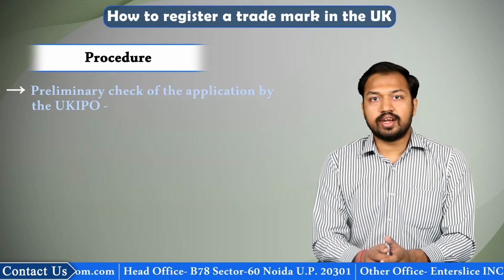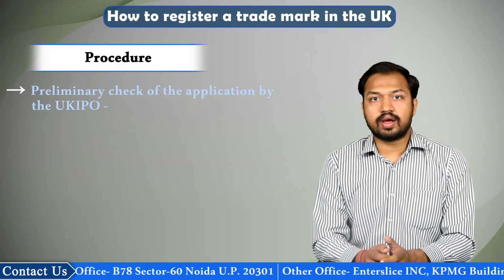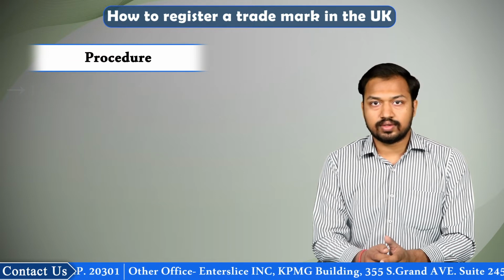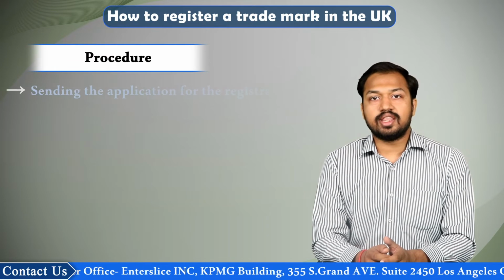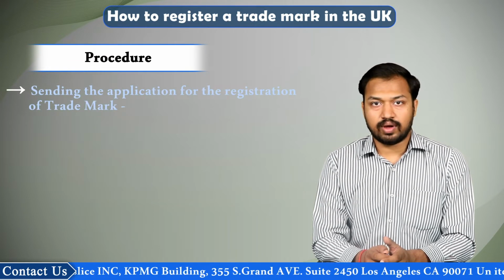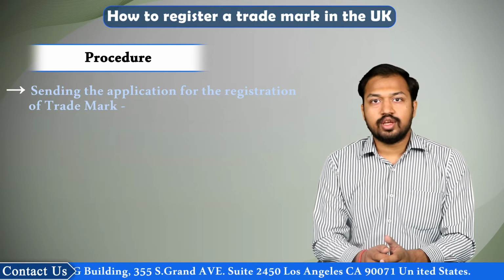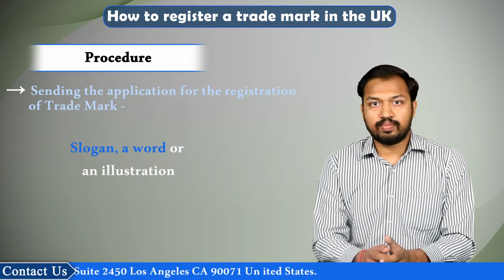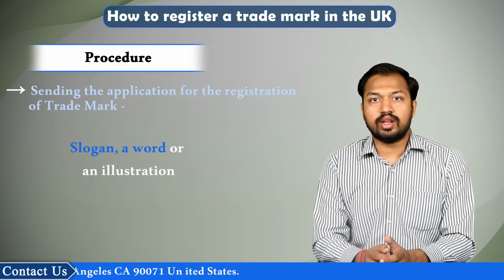However, if the requirements have not been met, then the filing date becomes the date when the last document is submitted in putting the application in order. The third step involves sending the application for the registration of the trademark. Before sending the application, you need to decide what you wish to get registered as a trademark, for example, a slogan, a word, or an illustration.